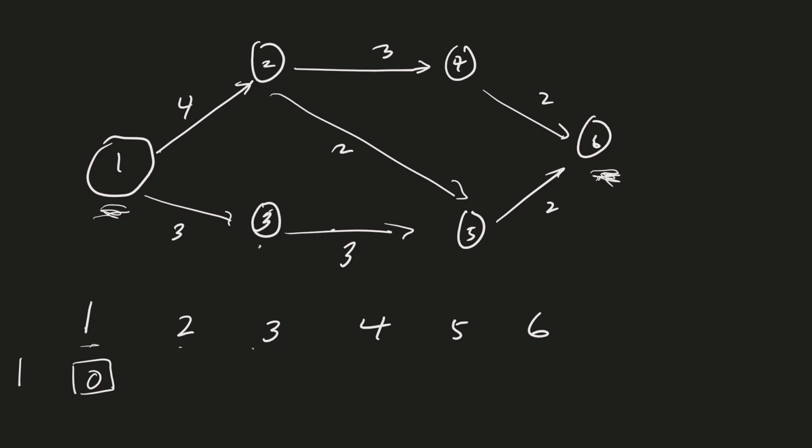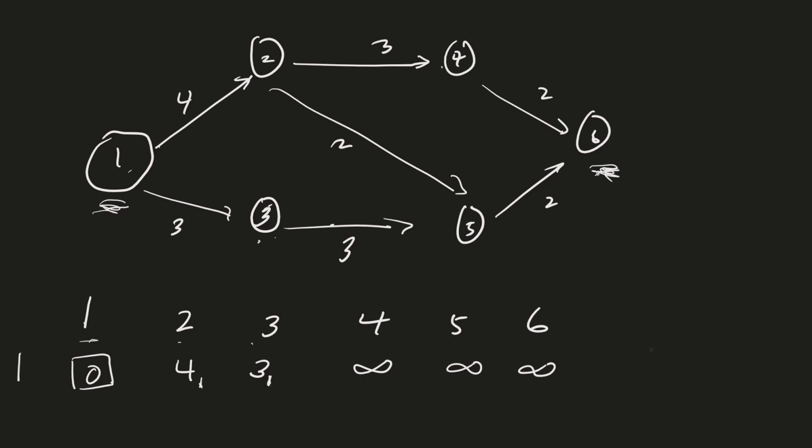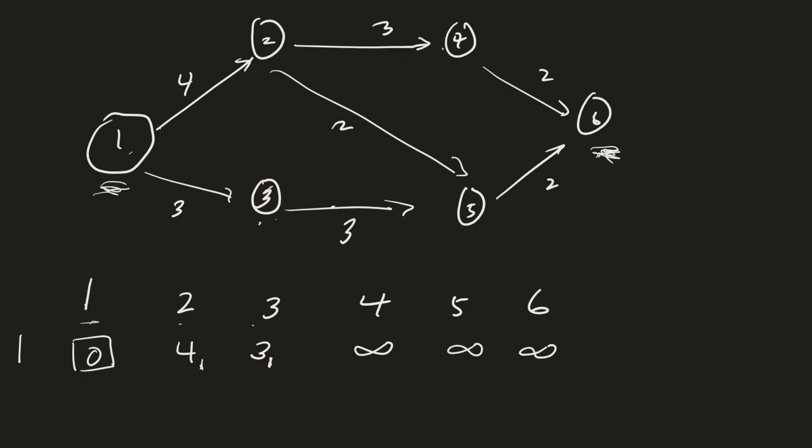Distance from node 1 to node 2 is 4. From node 1 to node 3 is 3. From node 1 to node 4, because it's not directly connected, we put infinity there. And that would be the same thing for 5 and 6. Good. Now I also like to include a little subscript telling me where these entries are coming from.